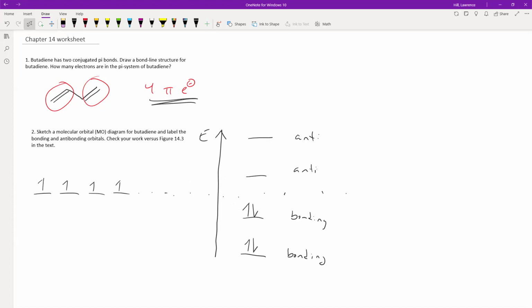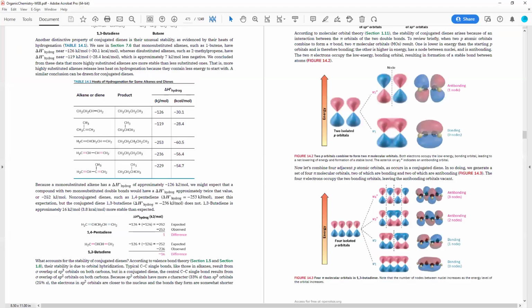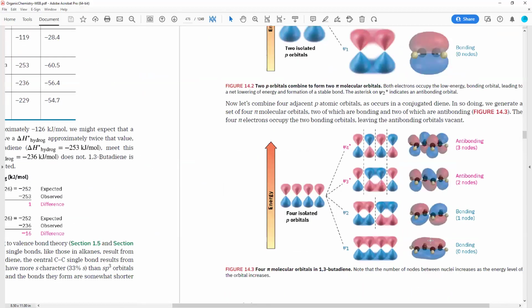Now, you can also sketch the orbitals themselves. And so this is the diagram that it's referring you to. So these are our 4 isolated p orbitals. You can sketch them as the 2 lobes. And the lowest energy molecular orbital is going to have all of the lobes in phase with no nodes, no breaks in their connectivity of phases. The next bonding orbital energetically is going to have 1 node.